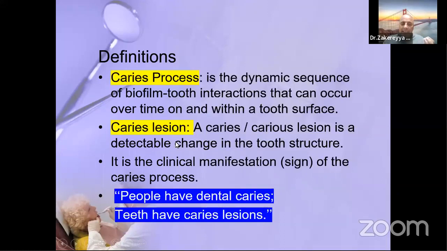Now, what about the caries lesion? A caries or carious lesion is a detectable change in the tooth structure. How do I distinguish that an initial caries lesion, a detectable change in tooth structure, has occurred in the tooth? Or color. We will come to this shortly. So it is the clinical manifestation, the sign, of the caries process. All right. So the caries process results in a caries lesion.